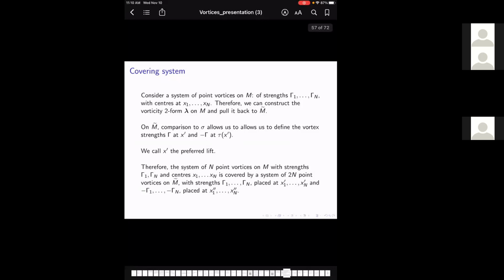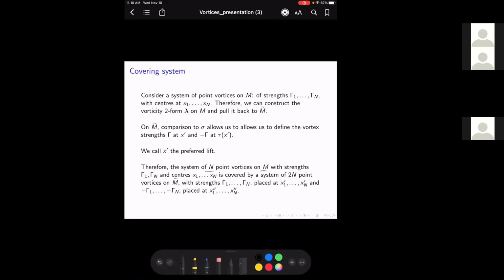So in the end, the system of n point vortices on M lifts to a system of 2n point vortices on M tilde with scalar strengths gamma 1, ..., gamma n, placed at x1 prime, ..., xn prime, and minus gamma 1, ..., minus gamma n, placed at x1 double prime, ..., xn double prime.